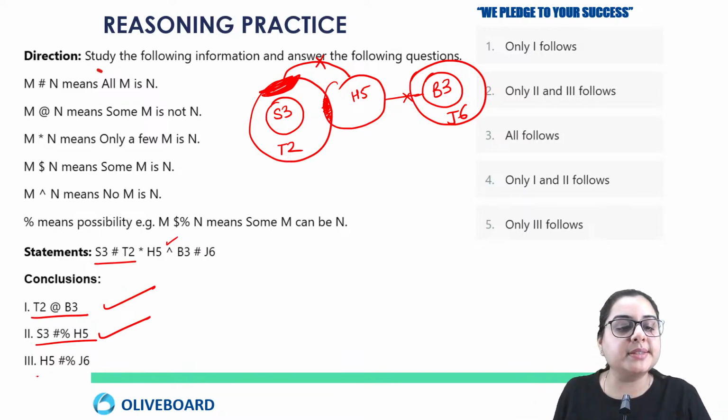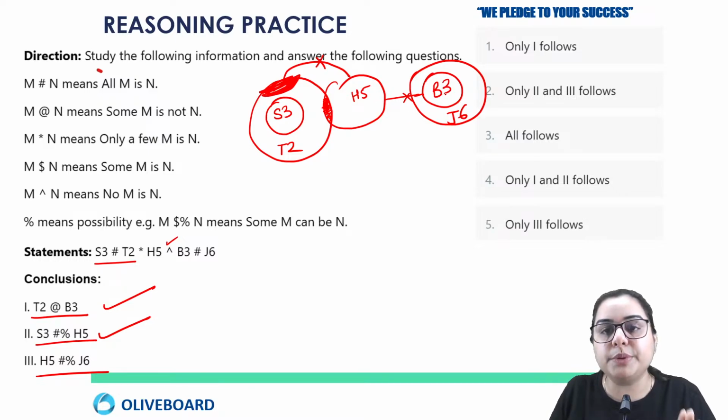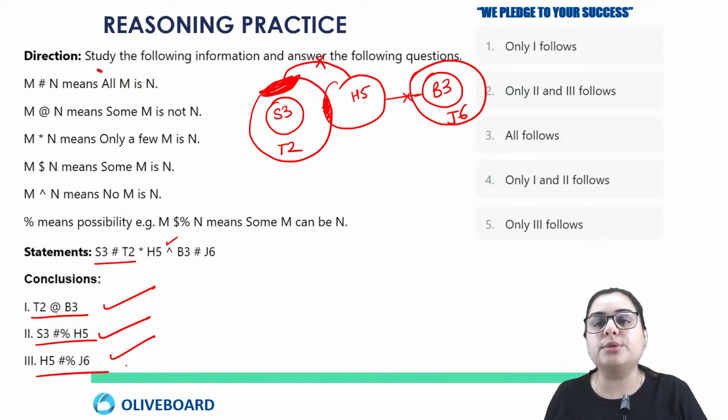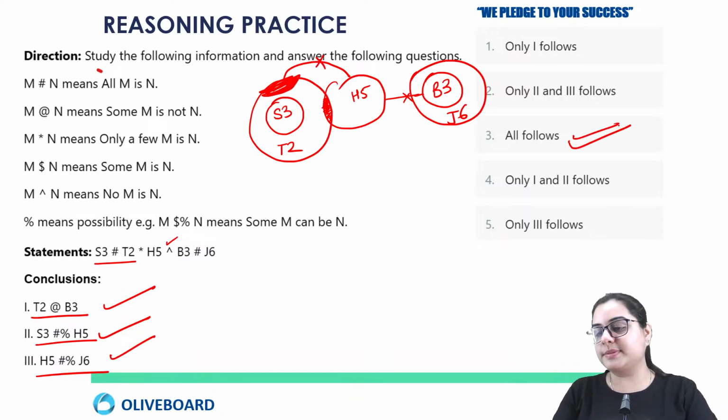Now third one says H5 hash percent J6. H5 in J6. So can H5 go in J6? Yes, they can go. Because H5 has a negative relation with B3. So outside the area of B3, we can take H5 in J6. So third one is also true. And hence the answer here will be all follows. That is option number third.